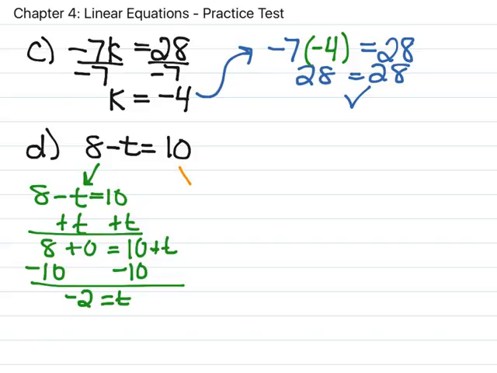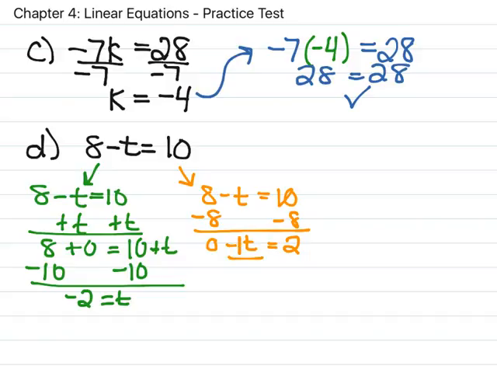Or you could also do it by subtracting 8 from both sides, which will give you 0 minus t is equal to 2. But you still have a negative t, so that's the same as right here, there's an imaginary 1. So we divide both sides by negative 1, which would give you t equals negative 2.